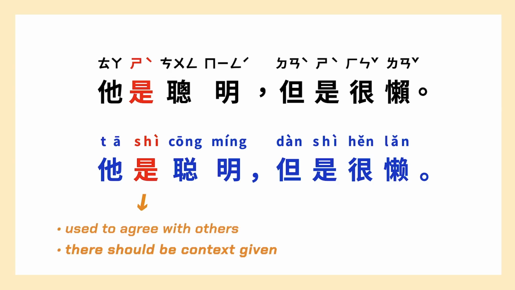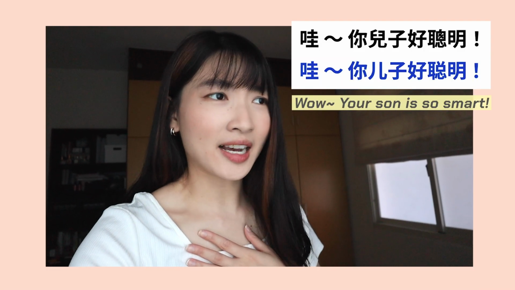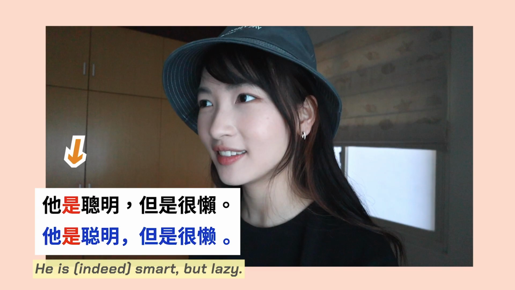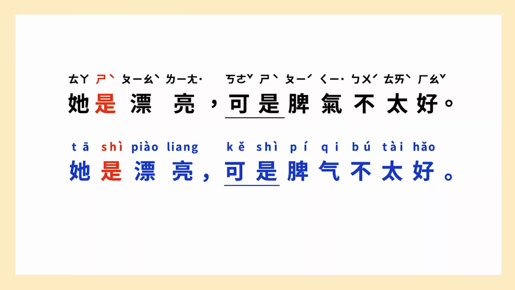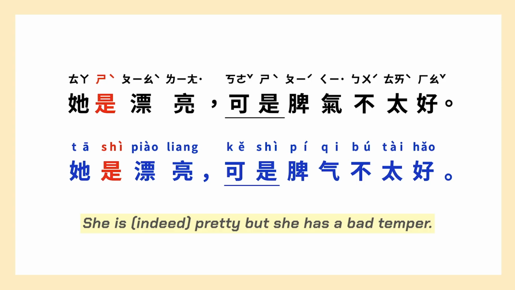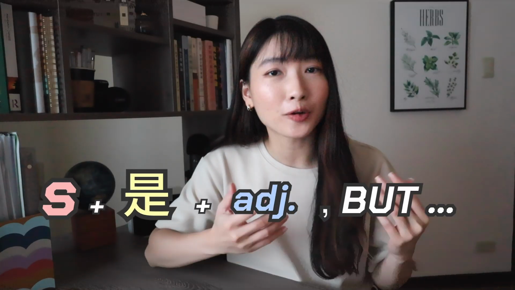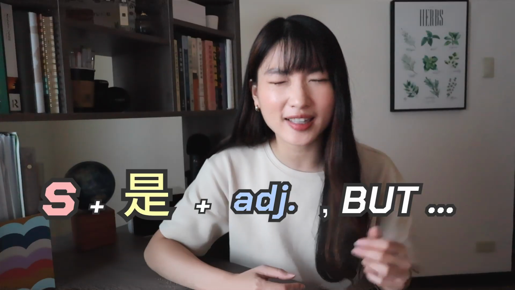In this case, 是 is used to agree with others, so there should be context given. 哇，你儿子好聪明。他是聪明，但是很懒。Here, 是 is used to agree with the other person. However, there is usually a but after it. Here is another example. 她是漂亮，可是脾气不太好。She is indeed pretty, but she has a bad temper. Okay, now you know that we do have the structure subject plus 是 plus adjective. But this is used to agree with others before adding a contrasting comment. So if you use this structure without any context, it would sound kind of weird.